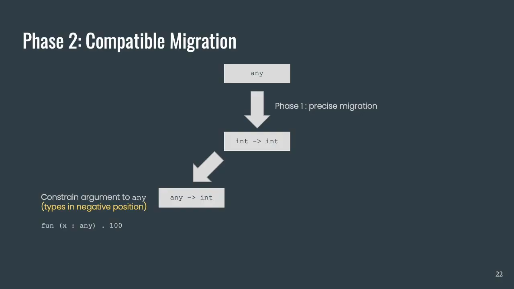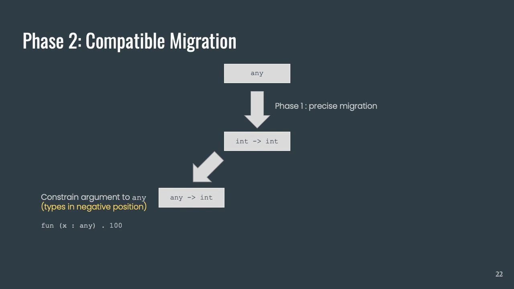We have an optional phase 2. So if we run phase 1 on an expression, we might get some type back, like int arrow int. Now, this is not compatible with all contexts. For example, it might be applied to a Boolean. So we ought to set the negative position, the argument, to any.